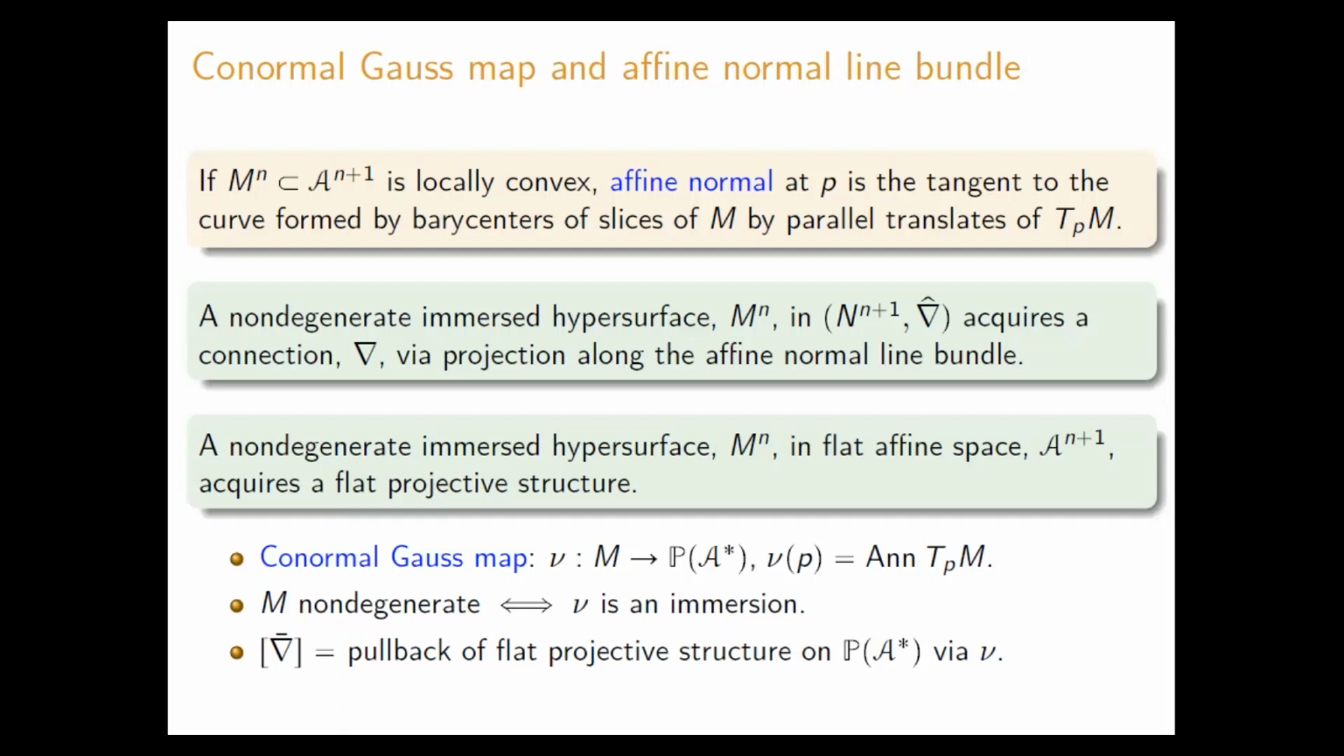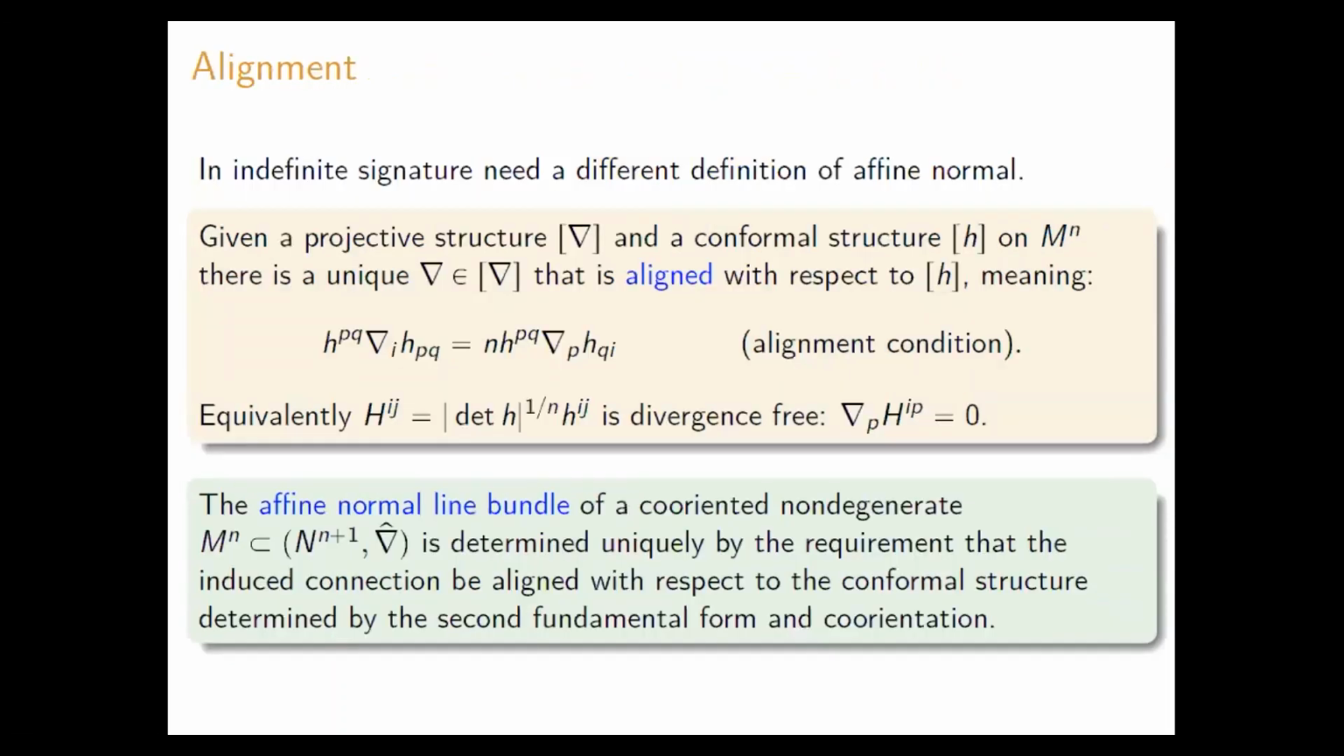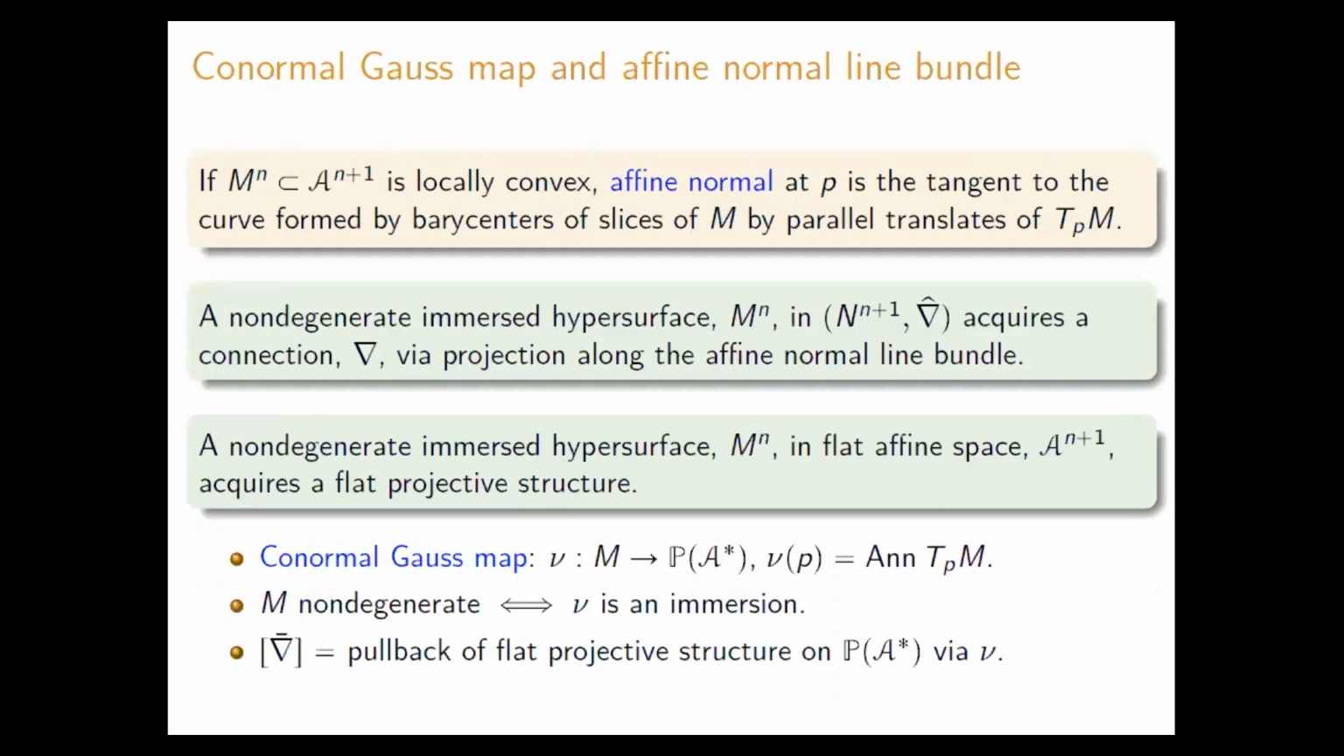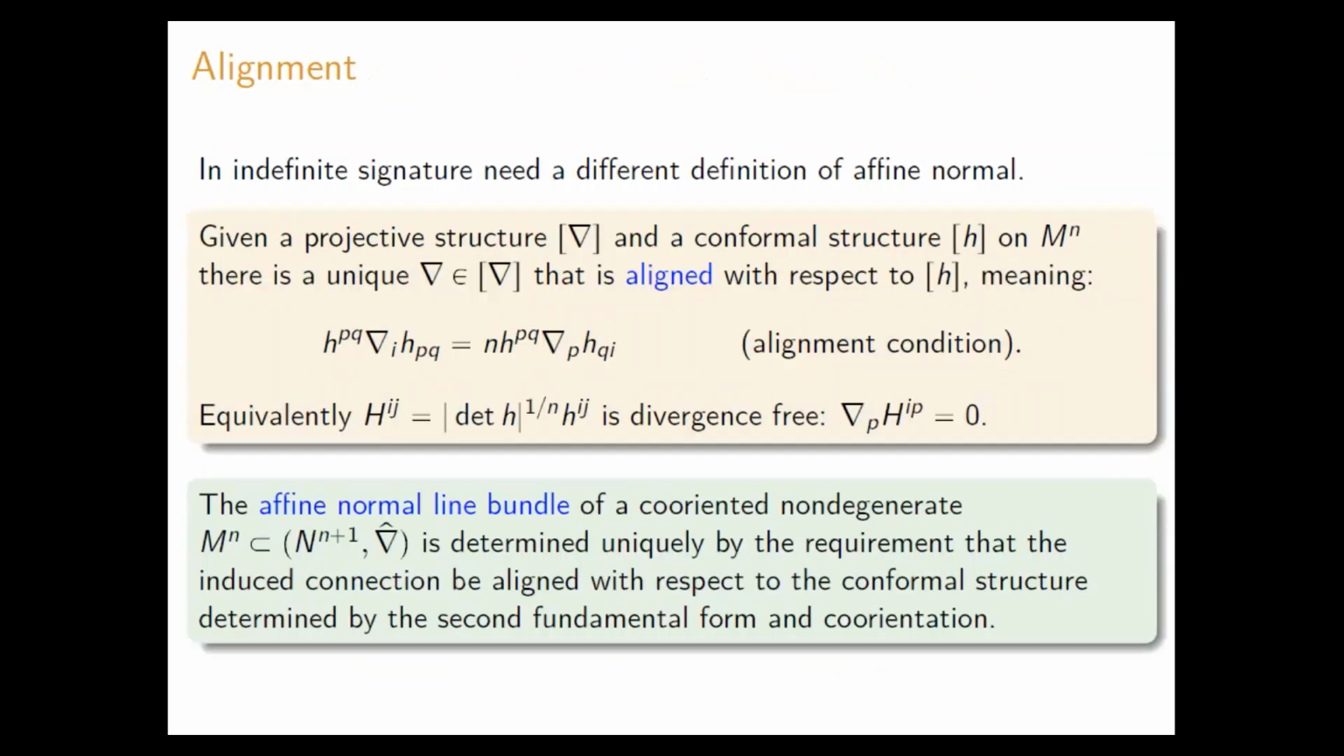And as I'll explain in a moment, there's actually a distinguished representative of this projective structure. So I really am going to get a pair of connections here. In indefinite signature, to define the affine normal, here's a way to define it. If you have any projective structure and any conformal structure, so I'm thinking of the conformal structure on the hypersurface, you can prove there's a unique connection representing the projective structure that I call aligned with respect to the conformal structure, determined by this condition on the traces of the covariant derivative.